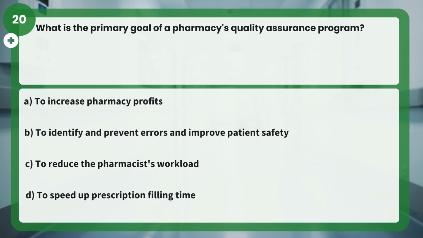Question 20. What is the primary goal of a pharmacy's quality assurance program? A. To increase pharmacy profits. B. To identify and prevent errors and improve patient safety. C. To reduce the pharmacist's workload. D. To speed up prescription filling time.